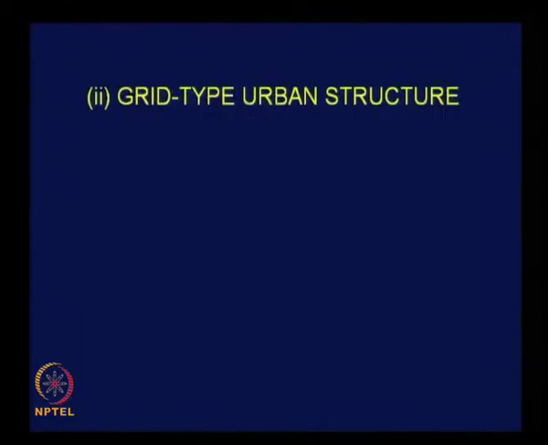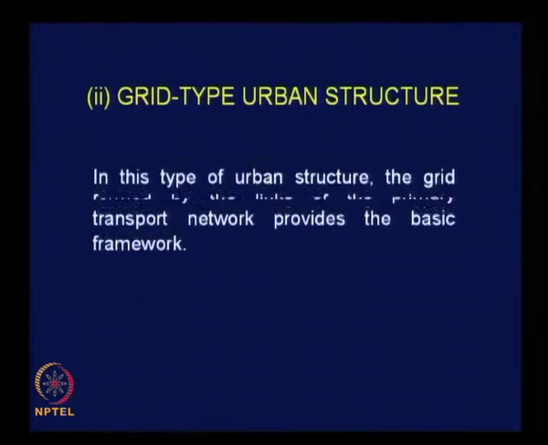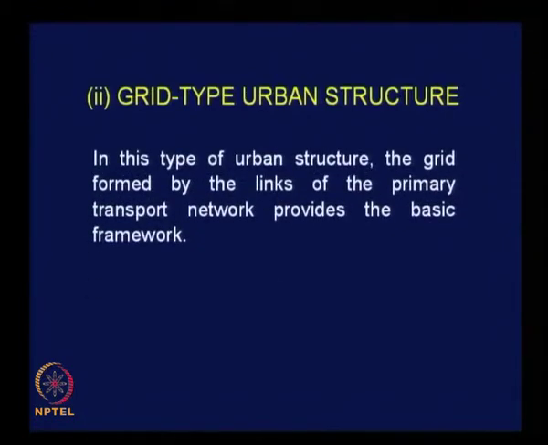Then the next type of urban structure, namely a grid type of urban structure. As the name implies, the grid is formed by the links of the primary transport network. Links of the primary transport network provide a basic framework for the grid. You can understand the primary transport network as the links of type 1 category roads in our hierarchy, namely expressways. Clear?